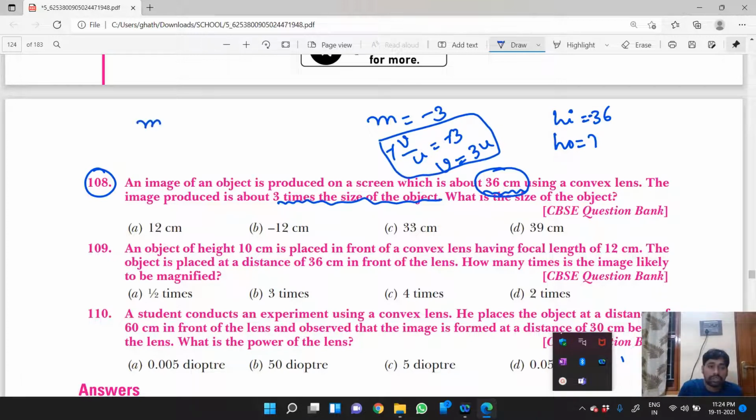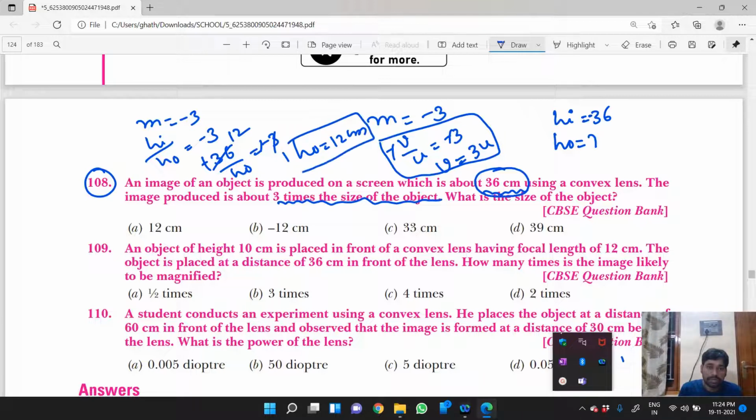So m is equal to -3, hi by ho is equal to -3, where hi is -36, so -36 by ho is equal to -3. Minus minus cancels, 3 ones are 3, 3 twelves are 36, so hence the height of the object is 12 centimeters. This is the answer for this question.